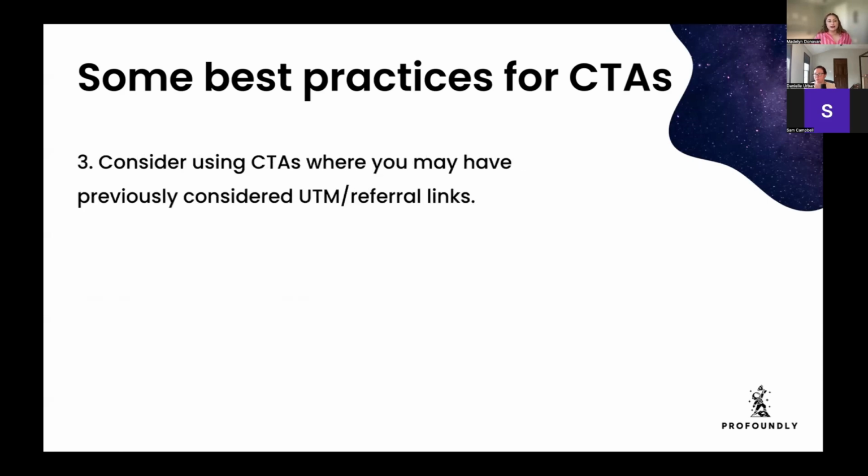Okay, number three, consider using CTAs where you may have previously considered UTM or referral links. I talked about this a little bit earlier, but Danielle here made me aware of the fact that UTM links can't track within the same domain, which I never realized. So if you want to track how many people are going from one page to another on your website, you can't do that with UTM links. You can do that obviously with a normal link, that's how websites work. But if you want to actually track it in a simple way or trigger anything based off of that, CTAs are a great way to do that.